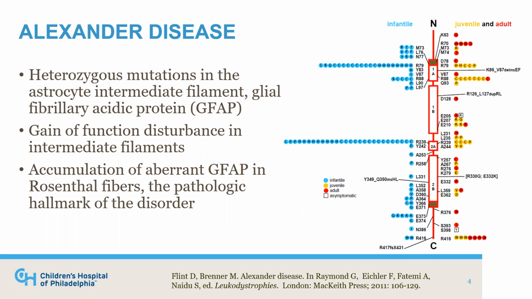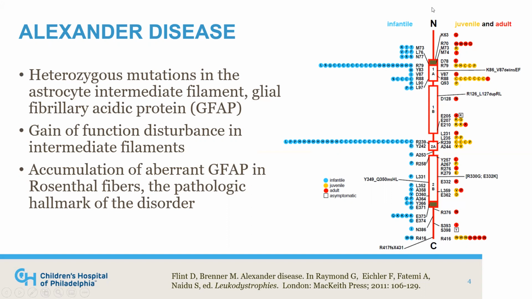Alexander disease is caused by heterozygous mutations in an astrocyte intermediate filament called glial fibrillary acidic protein, or GFAP. This causes a gain of function disturbance in intermediate filaments, which means there's accumulation of GFAP, or too much GFAP, in the astrocytes of the brain. And when you have an accumulation of this protein, you end up with clumps of molecules called Rosenthal fibers, which is the pathologic hallmark of the disease.